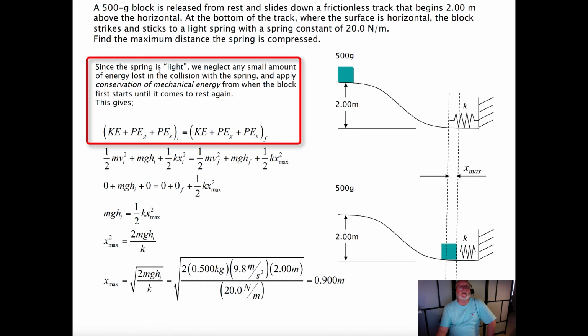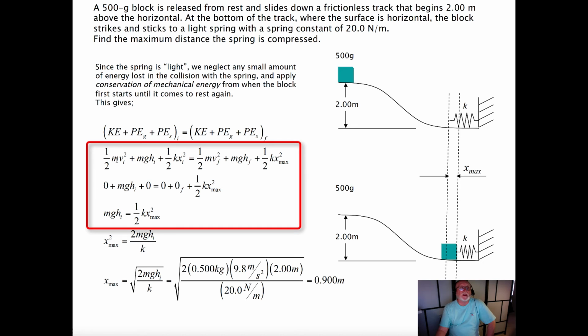Since the spring is considered light, we can neglect any small amount of energy lost in the collision with the spring and apply conservation of mechanical energy from where the block first starts until it comes to rest. So again, we rely on our conservation of mechanical energy relationship: kinetic energy, potential energy due to gravity, potential energy in the spring, initial, same thing, final. We expand all of those terms, like we've done before: 1/2 mv squared, mgh, 1/2 k x squared, and the same thing on the other side.